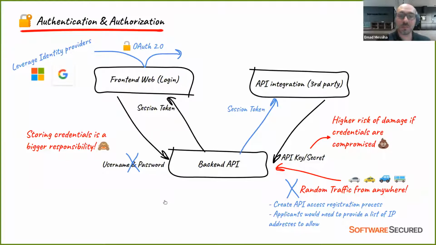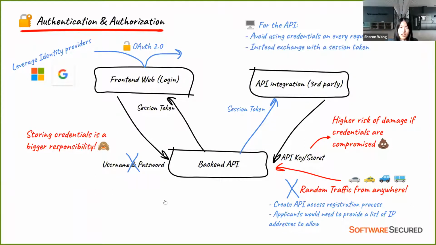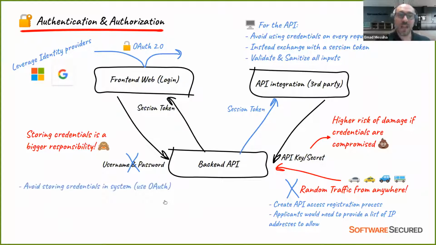Okay, awesome. Let me gather my thoughts here. For the API, what we want to do is not send credentials on every request. Like we said, we don't even really want to store them anyway, if we can avoid it. So we'll authenticate them and exchange it for a session token. One other thing to remember is to validate and sanitize any inputs we're getting from anywhere. Never know what's going to be there. Absolutely, that's correct. And to your point about storing credentials, it's probably better to use OAuth or an identity provider.